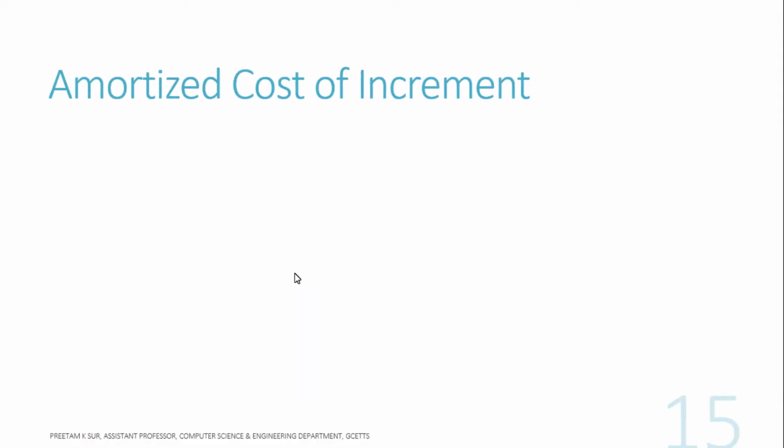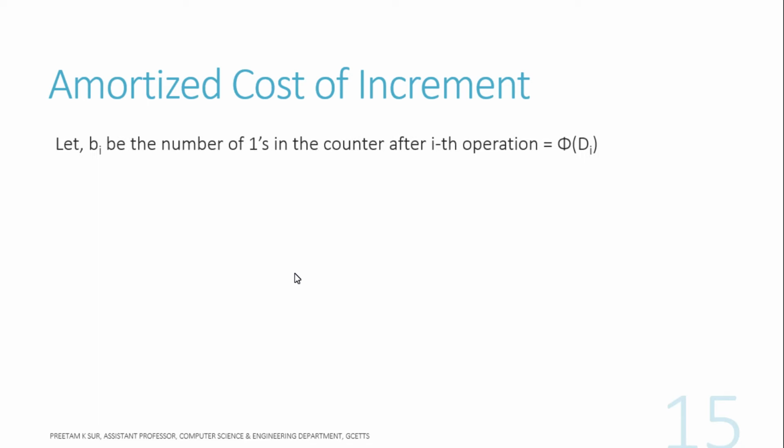So you know that in the case of the binary counter we have only one operation, right, which is increment. So any sequence of n operations will have only n increment operations. Okay, now to find out the amortized cost of the increment operation, let us do the following steps. Let us define bi as the number of ones in the counter after the ith operation.